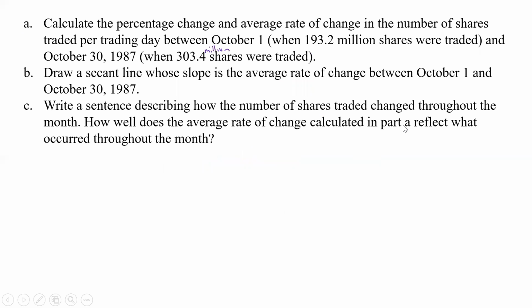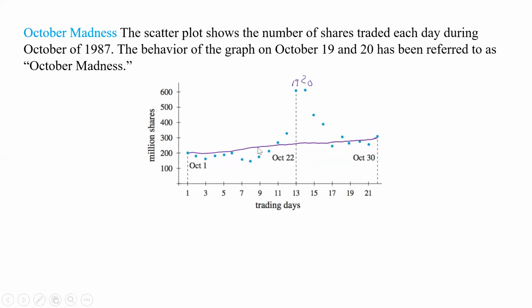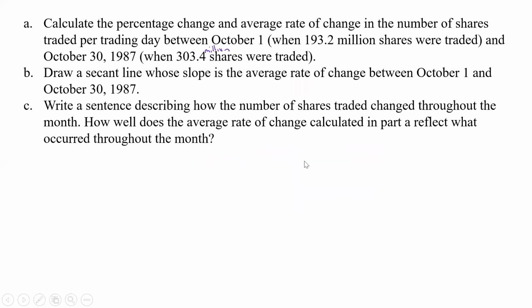And then we're supposed to write a sentence describing how the number of shares traded throughout the month. How well does the average rate of change calculated in part A reflect what occurred throughout the month? Well, we can figure that out because we can see that's our average once we calculate it. But you can see, it went up and went down, then it peaked way up here, and then it dropped back down, and then kind of steadied off. So, overall, it fits the data pretty well. It got from here to here, but between there, it really didn't do it. So we'll figure that out in a second when we actually do the calculation and see what it says.